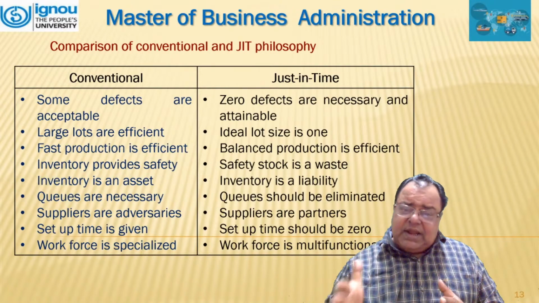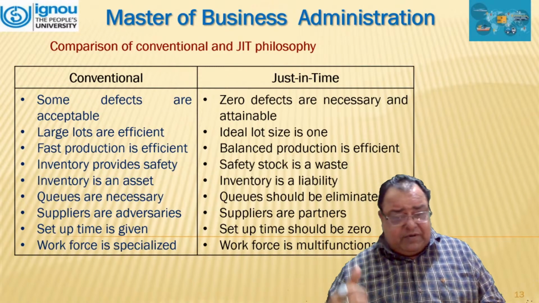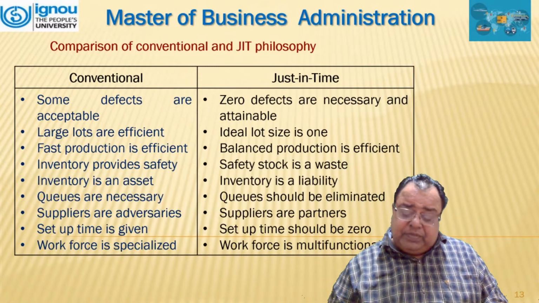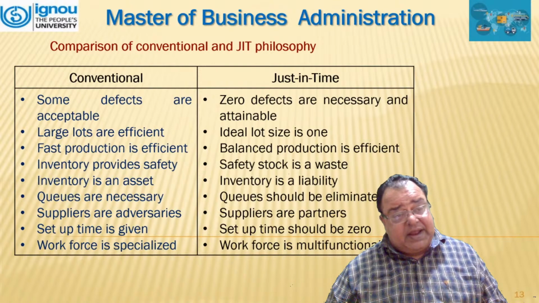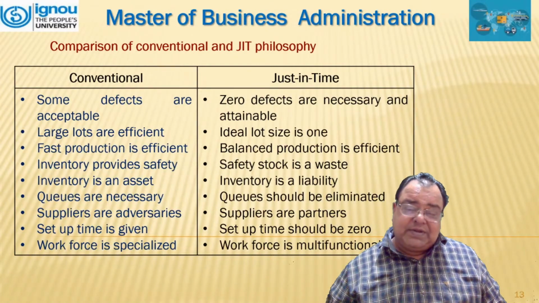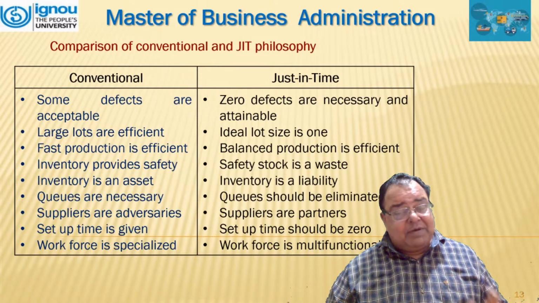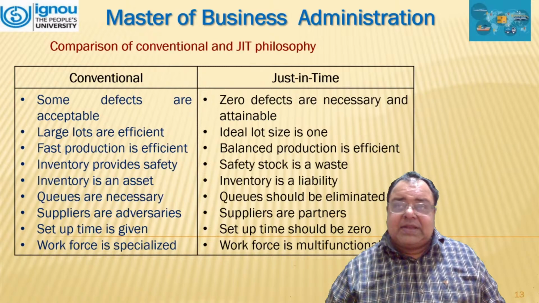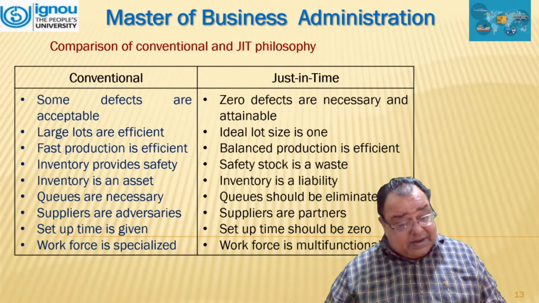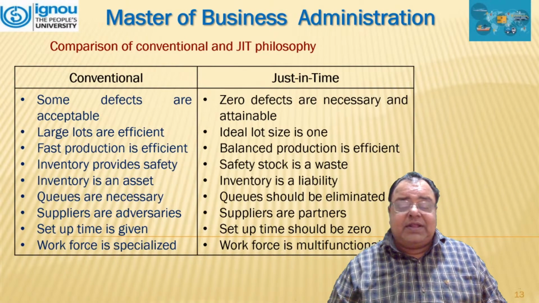On the other hand, if we talk about the just-in-time philosophy, they say zero defects are necessary and attainable. Ideal lot size is one. Balanced production is efficient. Safety stock is a waste. Inventory is a liability. Queues should be eliminated. Suppliers are partners. Setup time should be zero. And the workforce is multifunctional.